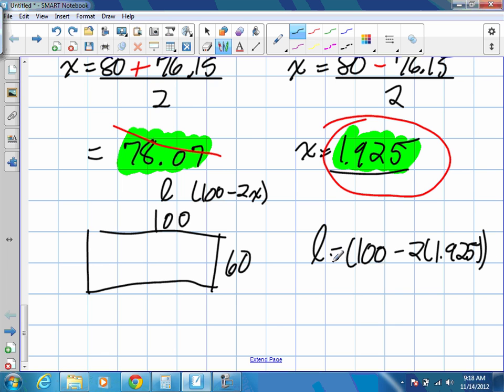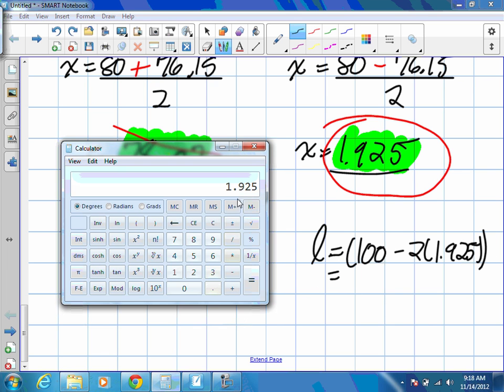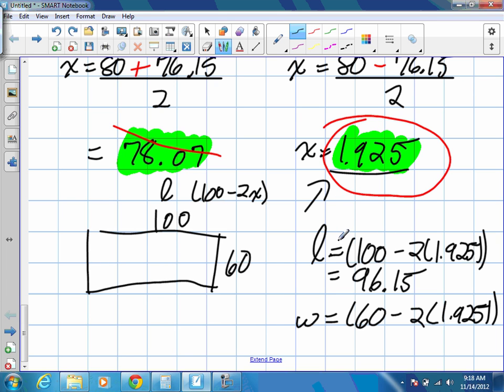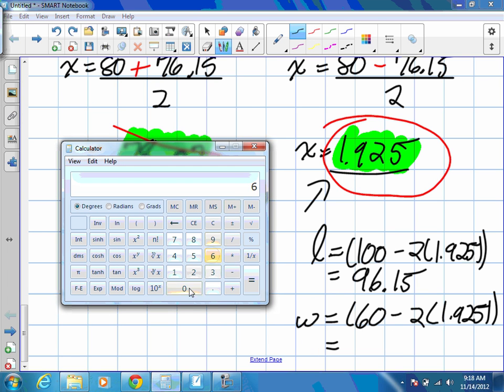So 100 subtract, bracket, 2 times 1.925. Somebody already get the answer back there? 96.15. And our width was 60 subtract 2 times x. This is our way of checking. What did the question ask us in the end? What is the maximum allowable width of the path? We figured out the maximum allowable width. It was this. But let's actually figure out the new widths and lengths to see if this works. This becomes 60 subtract, bracket, 2 times 1.925, equals 56.15.